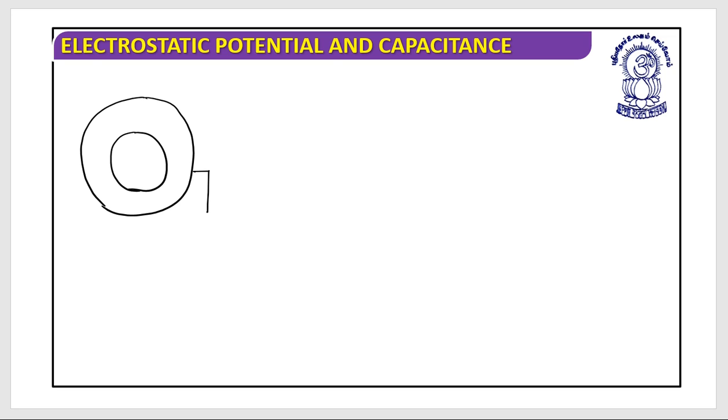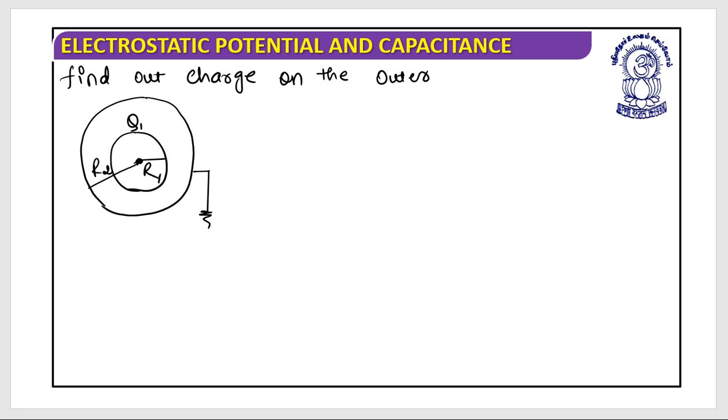This sphere has been grounded. This is given a charge q1. This is the radius r1, and this outer radius, the radius of the outer sphere, is r2. Now what I have been asked is to find out the charge on the outer sphere. Find out the charge on the outer sphere.